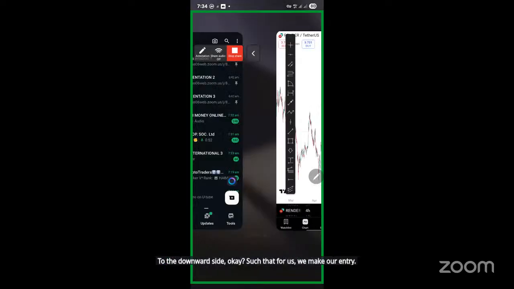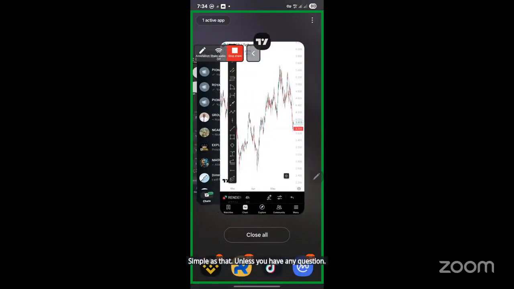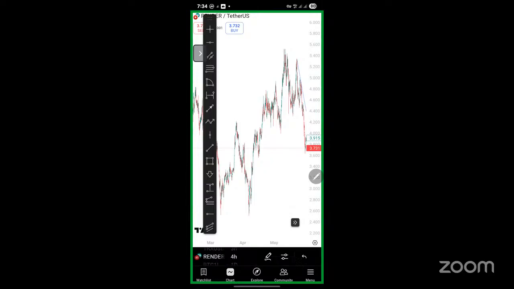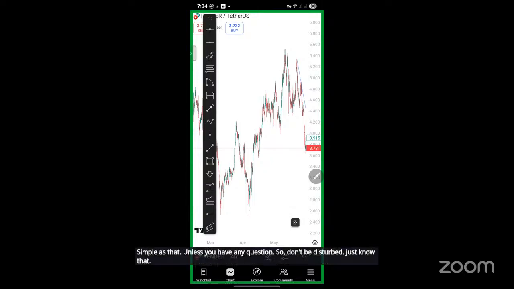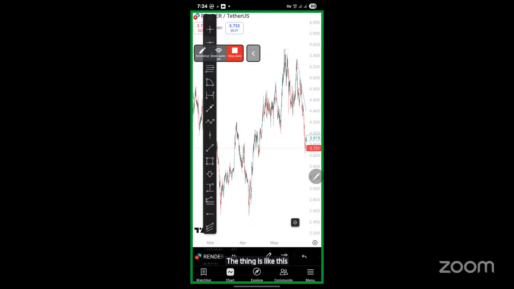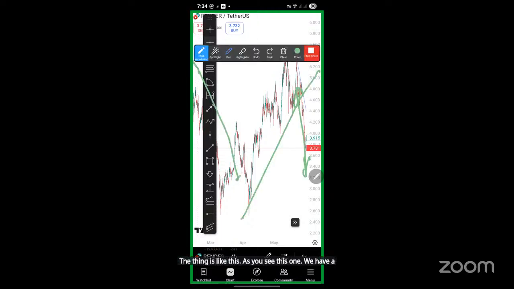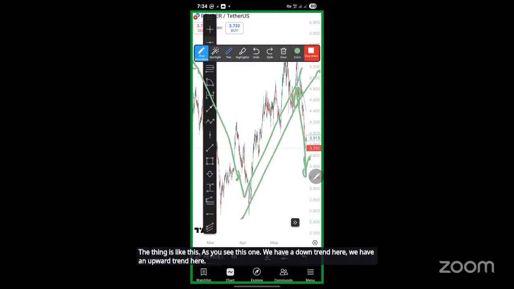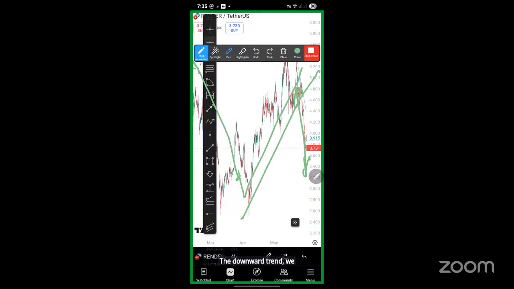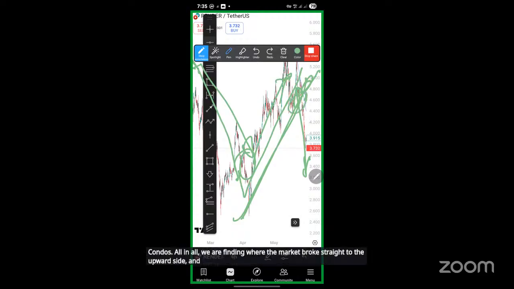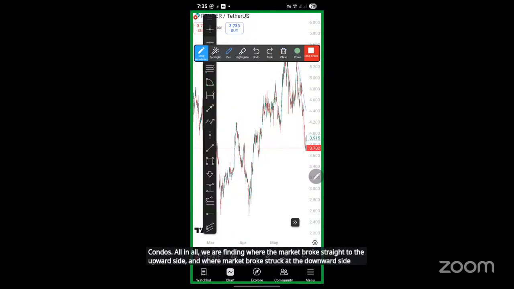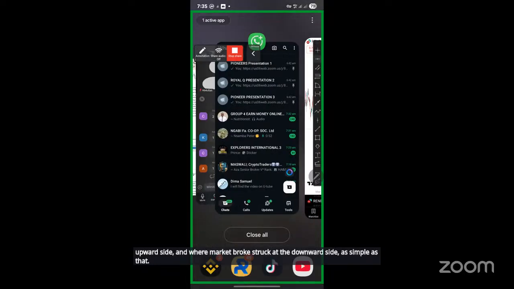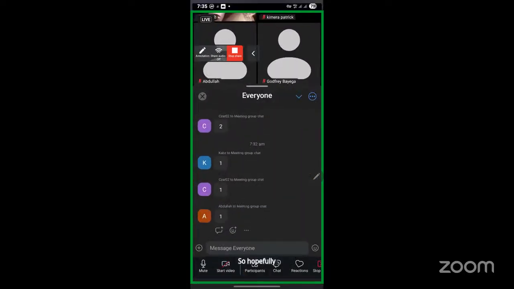As simple as that. Unless you have any question, don't be disturbed. Just know that the thing is like this. As you see this one, we have a downward trend here, we have an upward trend here. The downward trend, we draw it above. And for the uptrend, we draw it below the candles. All in all, we are finding where the market broke structure to the upward side and where market broke structure to the downward side. As simple as that. So hopefully now the point is home.